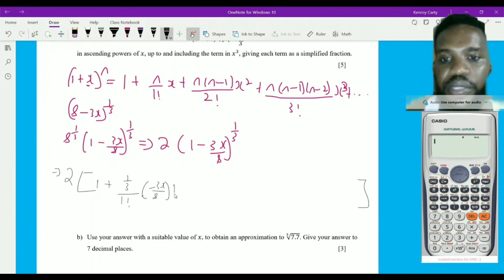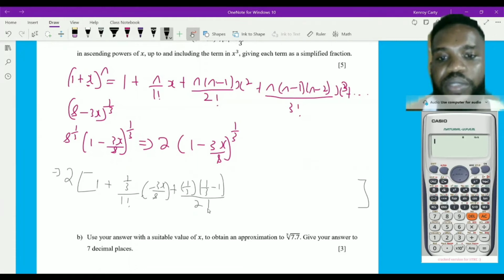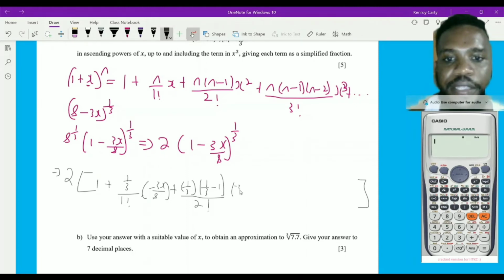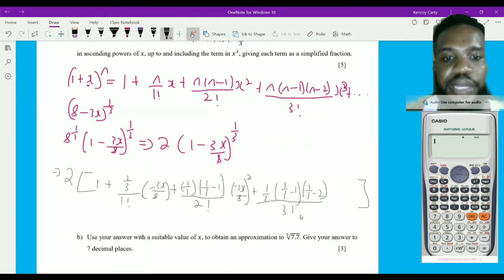plus n into n minus 1, so I'm going to have plus 1/3 into 1/3 minus 1 all over 2 factorial. In bracket, I'm going to have negative 3x over 8, and of course this is going to be raised to the second power. And then the final term in the expansion, as we're going up to x cubed, would be 1/3, in bracket 1/3 minus 1, in bracket 1/3 minus 2, all over 3 factorial.